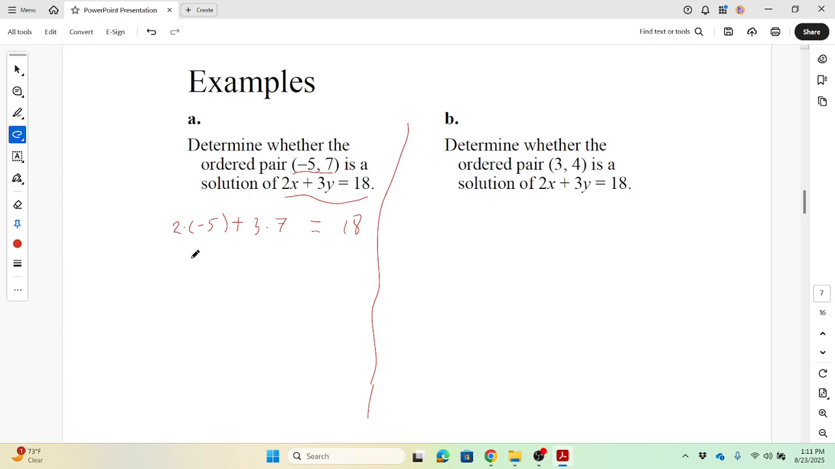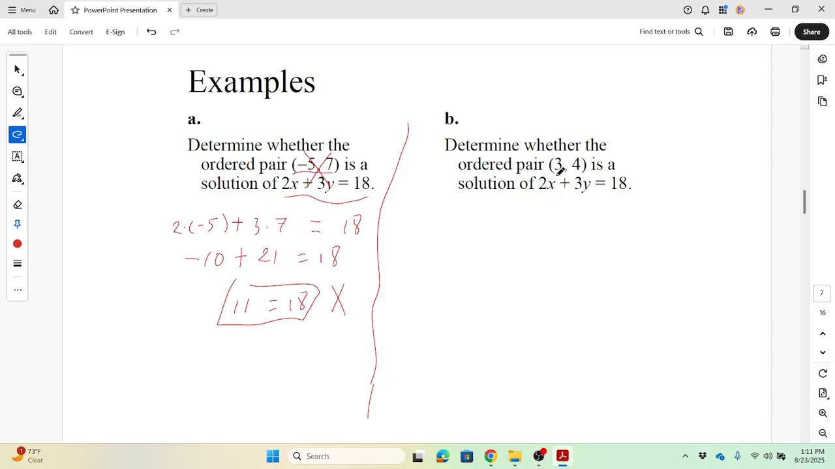Let's do the calculation. 2 times negative 5 is negative 10. 3 times 7 is positive 21. So this is positive 11 equal to 18. Is it a true statement? 11 is equal to 18? The answer is no. That means this is not a solution of this equation.